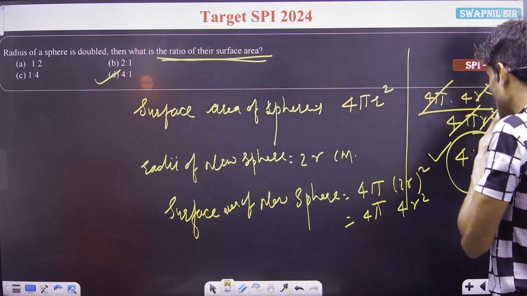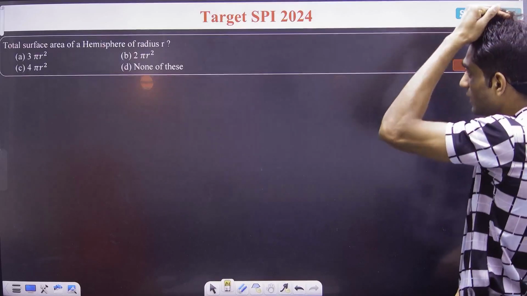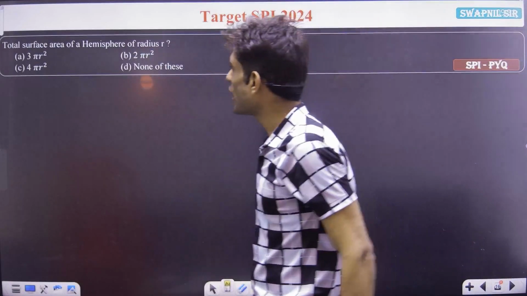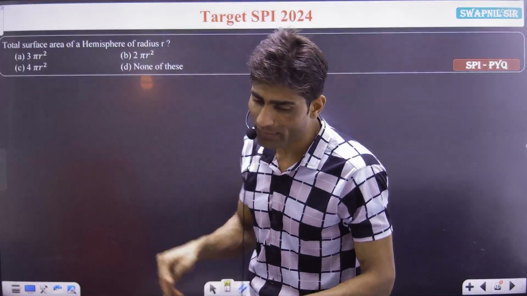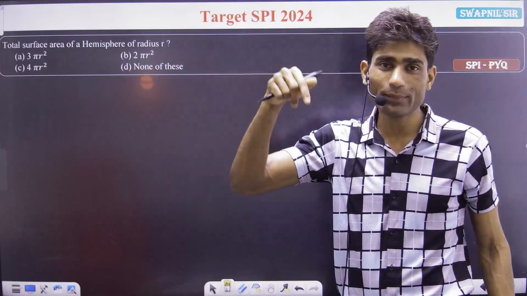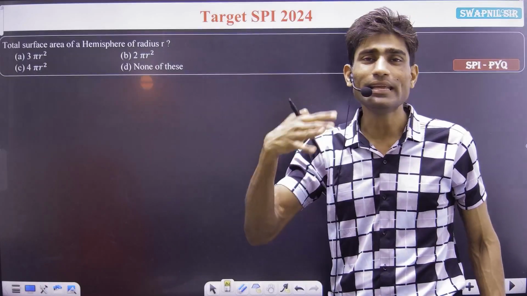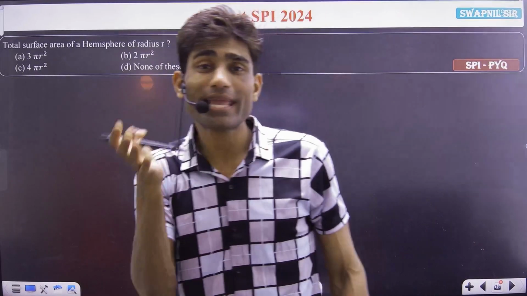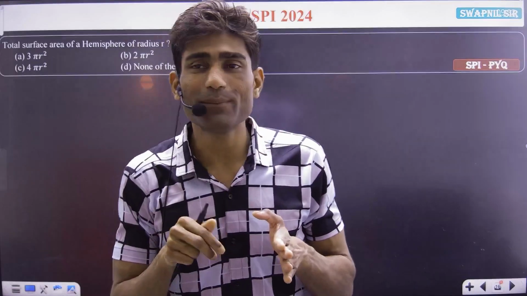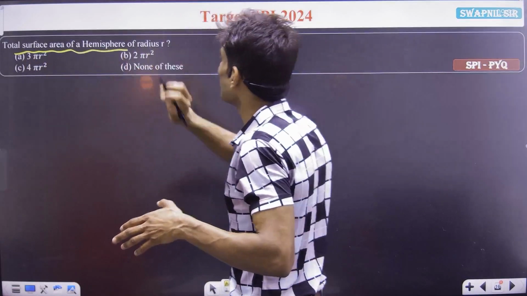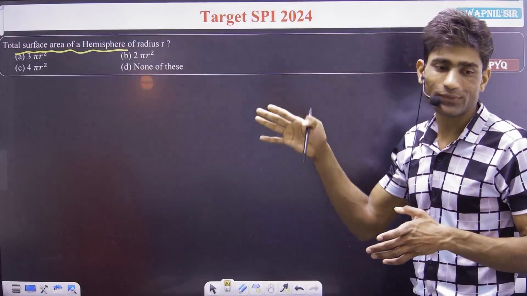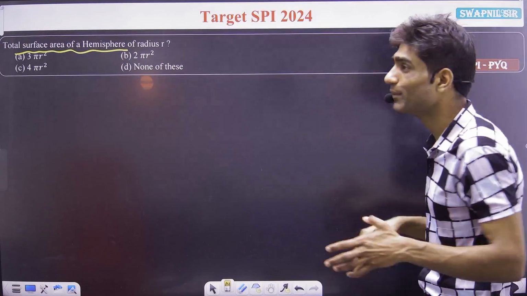So I hope you all have understood this solution. Now, the total surface area of a hemisphere. What is the total surface area of a hemisphere we learned? Let me know in my comment section. What we have learned about a hemisphere, let me know in my comment section what the total surface area of a hemisphere is. This one is the question for you all.